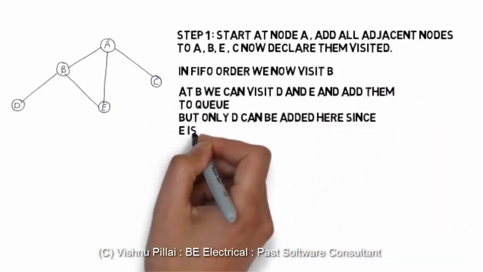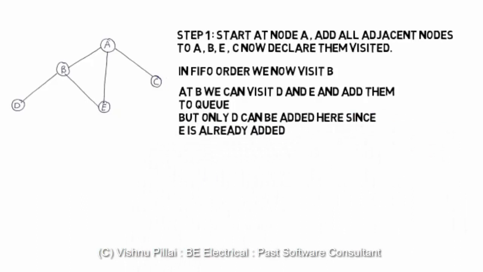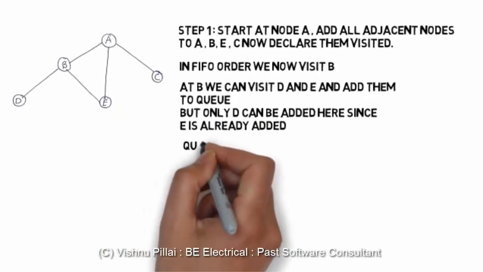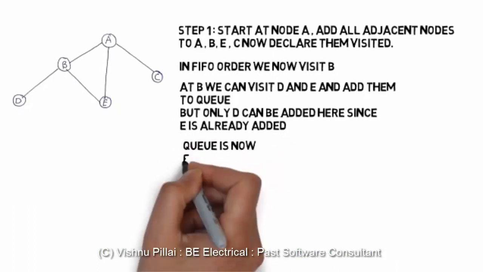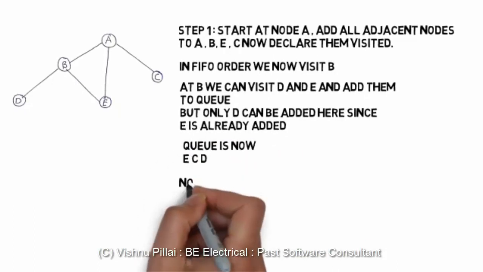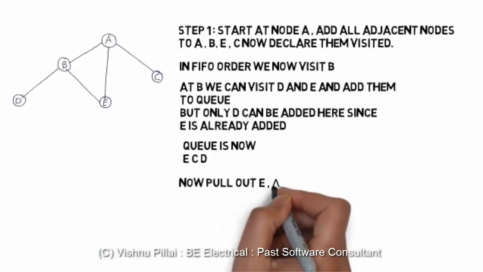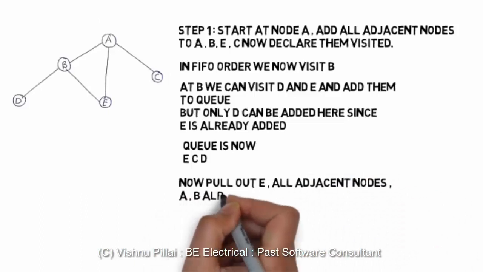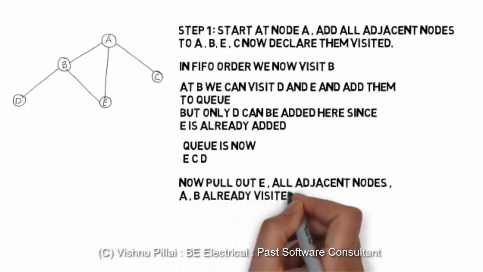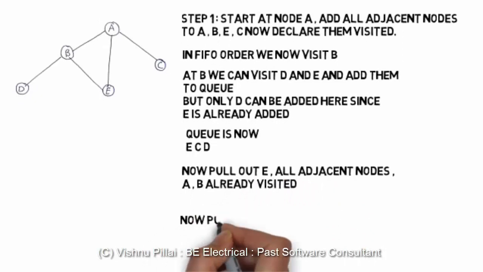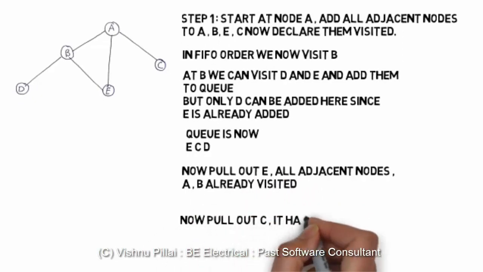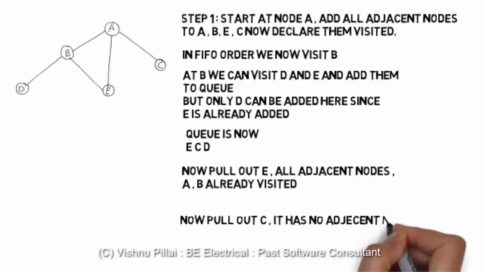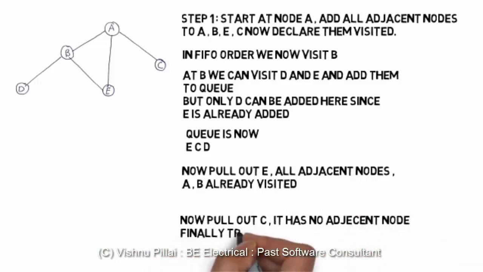At B you will see that there are two adjacent nodes, D and E, but E is already in the queue. So you will now add D to the queue, so the queue will now become E, C, D. Now you will visit the next node in the queue, that is E, and once you are at E you will see that there are two adjacent nodes, A and B, but A is already visited and B is also already visited, so there is nothing to add to the queue. And now you will go to the next node in the queue, which is C, and at C you can see the adjacent node A, which is already visited, and finally you will visit the node D.